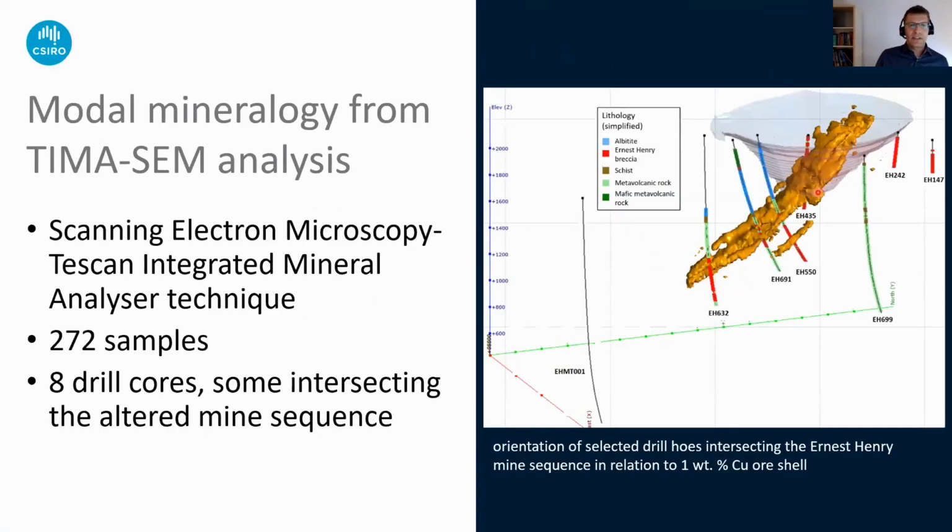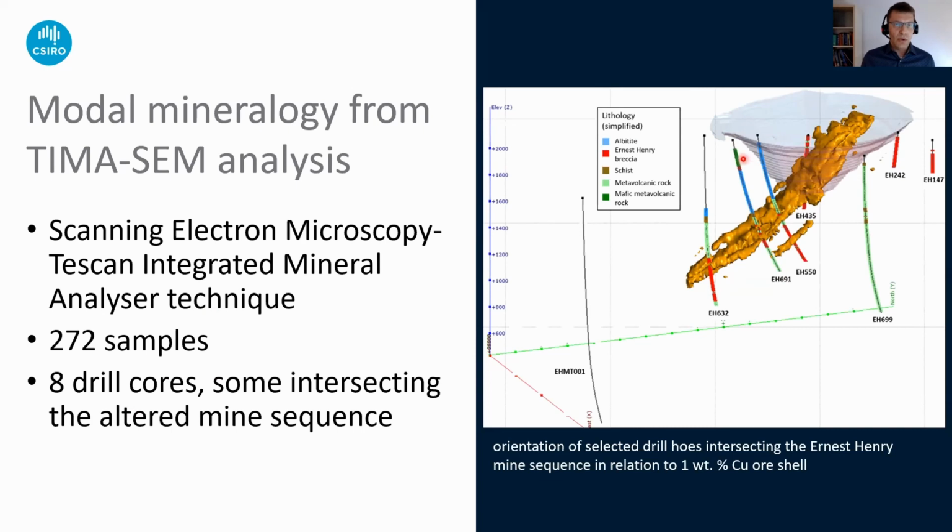So let's focus on Ernest Henry. On the right, you have a representation of, I think, the 1% copper ore shell at Ernest Henry with the pit outline, and then the orientation of 8 drill holes intersecting, or partly intersecting, the Ernest Henry ore body. We more or less regularly distribute 270 samples among these 8 to 10 drill holes, and we will focus on one drill hole.